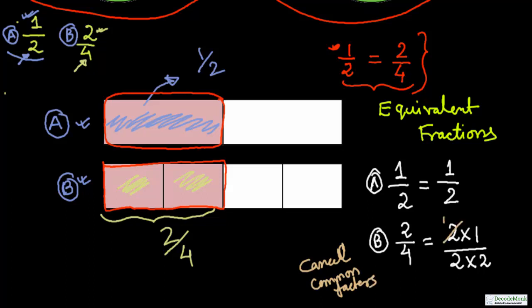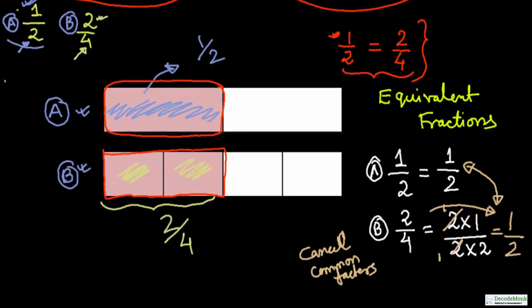2. 2 ones are 2. 1 ones are 1. So we can see mathematically also that 2 upon 4 is equal to 1 upon 2, and hence we can derive that 1 upon 2 is equal to 2 upon 4, which is basically equal to 1 upon 2. So this is how you can check if two fractions are equivalent or not. We will see more of such equivalent examples in my next video.